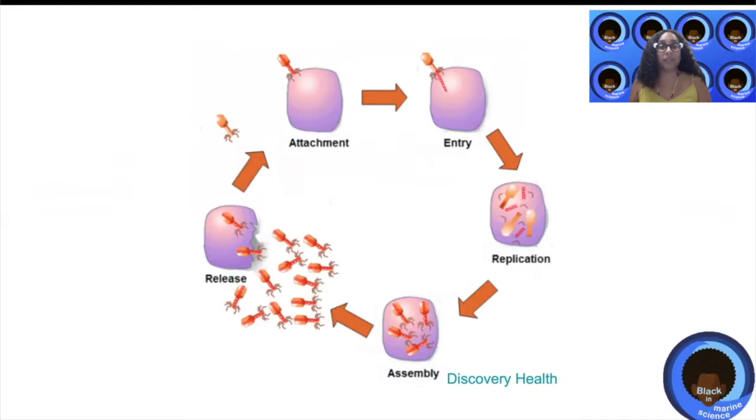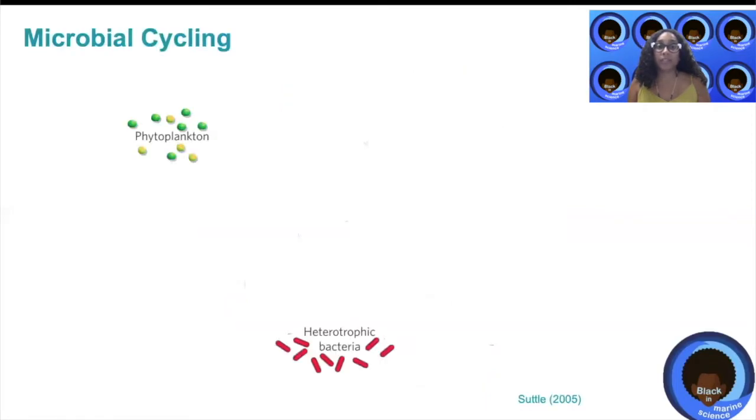Not only are these new virus particles released into the environment, but also the organic matter contained inside the cell. And this is important in terms of oceanic cycling. Let's look at a simple food web. First, we're going to start at the base of the food web with some microbes. Here we have phytoplankton, photosynthetic microorganisms that convert light energy into chemical energy.